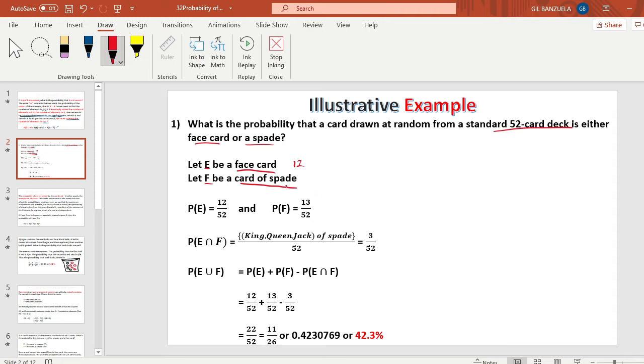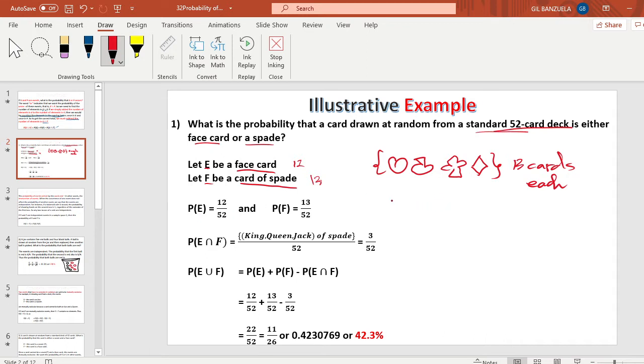And of course, for the probability that a card is a spade, it has 13 cards all in all, because in a standard deck of cards we have 4 suits, and each suit has 13 cards. The suits are the heart, the spade, sorry for the drawing, the club, and the diamond. So these are 4 suits with 13 cards each. We know that the total number of cards in a standard deck is 52.